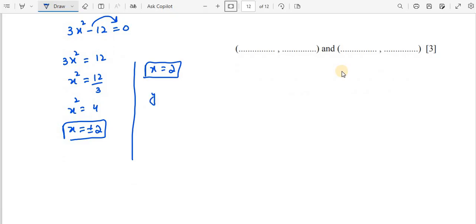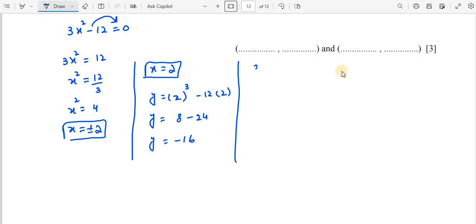So y is equal to x raised to the power 3 minus 12x, and x is 2. So y is equal to 2 raised to the power 3, which is 8, minus 12 twos are 24. So y is equal to minus 16.